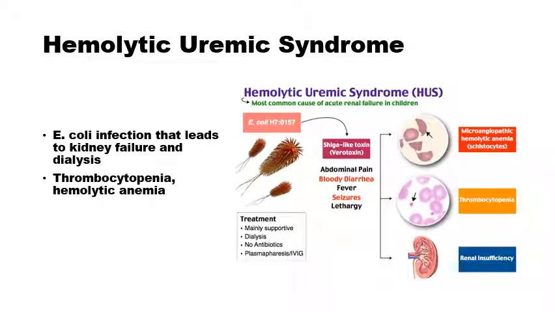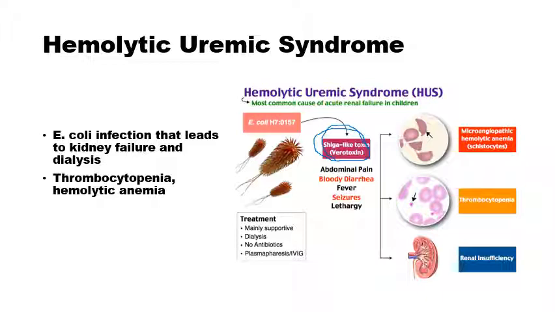Hemolytic uremic syndrome is usually due to an E. coli infection, and it leads to kidney failure and then dialysis. It's mainly supportive. You can't really treat it with antibiotics, and you're just going to need plasmapheresis to try and filter out as much E. coli and as much of this toxin out of the bloodstream as possible. But damage to that kidney is going to be irreparable, and so they will end up in kidney failure.